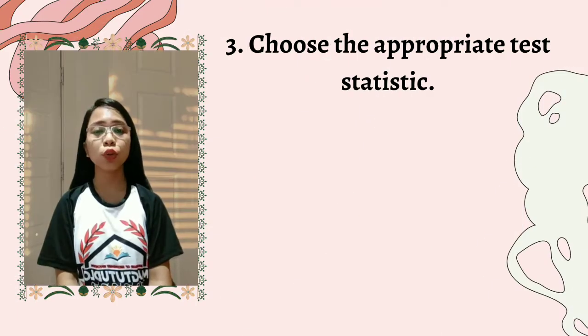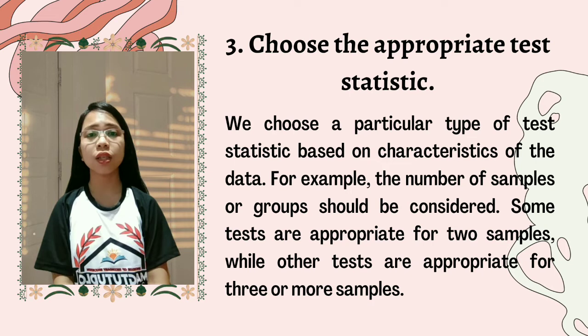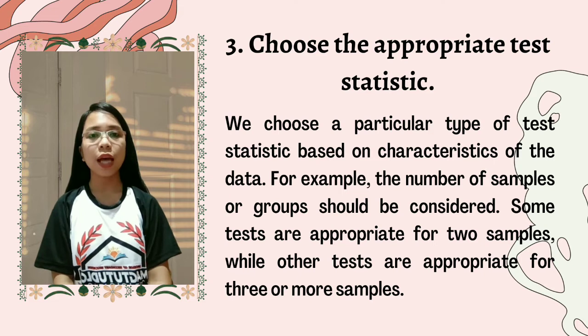The third method is to choose the appropriate test statistic. We choose a particular type of test statistic based on characteristics of the data. For example, the number of samples or groups should be considered. Some tests are appropriate for 2 samples, while other tests are appropriate for 3 or more samples. So, in hypothesis testing, statistical tests are performed. They can be used to see if a variable has a statistically significant association with an outcome variable, as well as to calculate the difference between 2 or more groups.